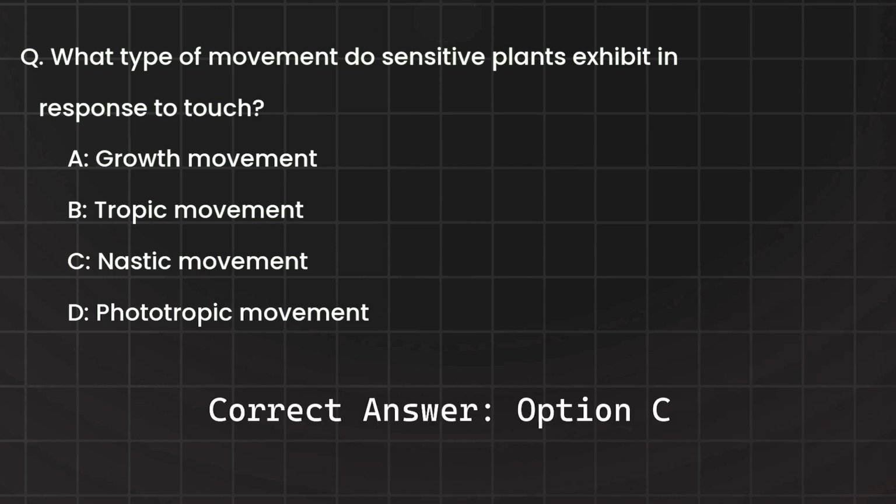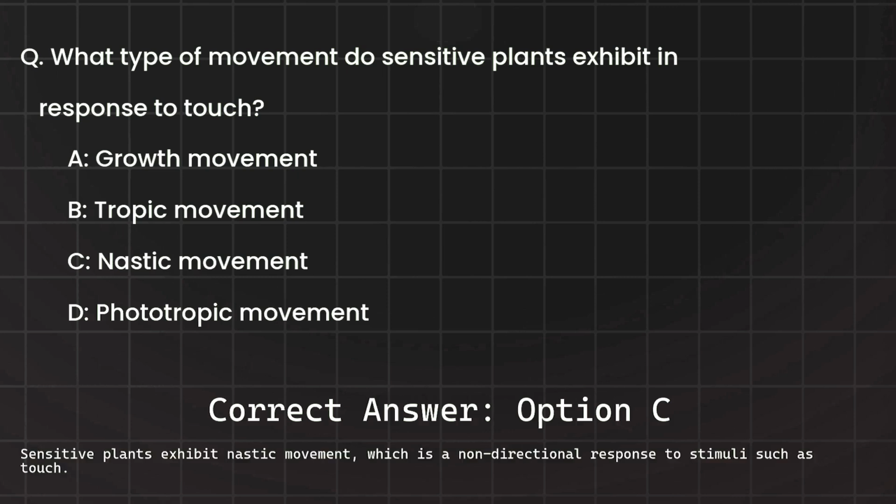The correct answer is option C, which is nastic movement. Sensitive plants exhibit nastic movement, which is a non-directional response to stimuli such as touch.